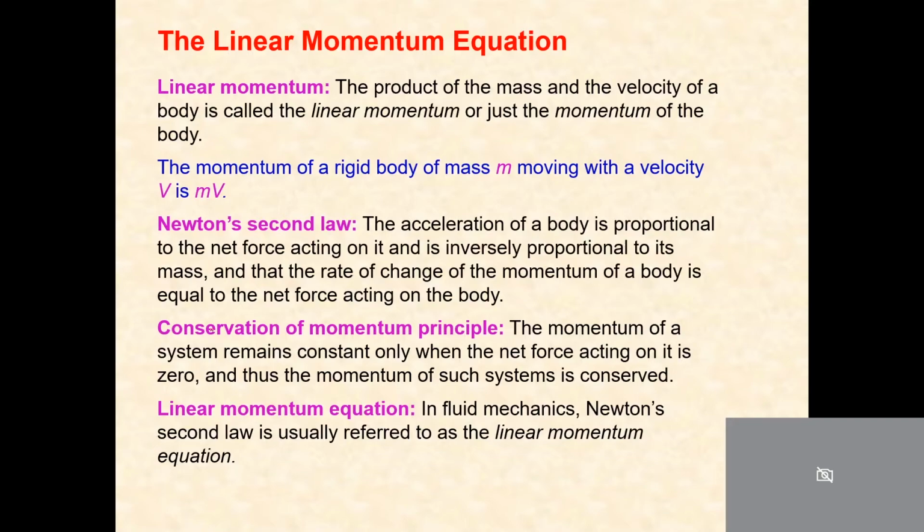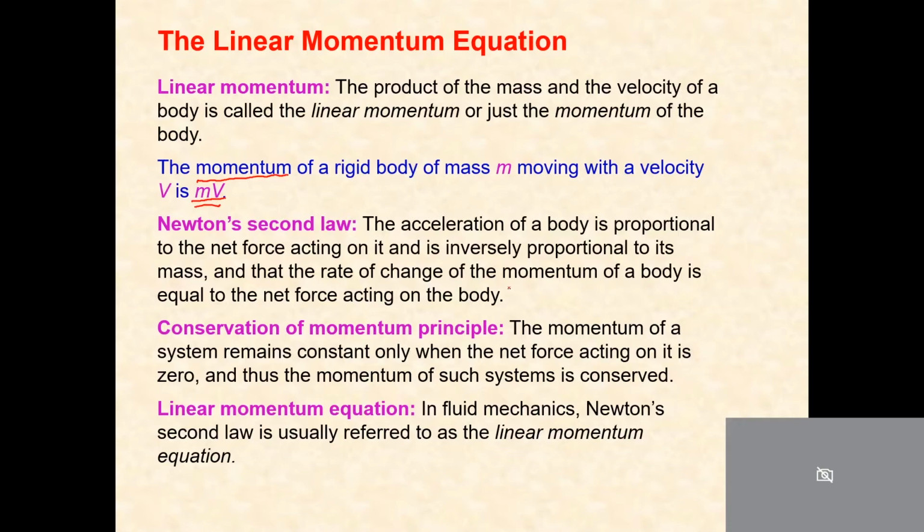Linear momentum is basically the product of the mass and the velocity of a body. You have learned this in dynamics, if I'm not mistaken, where the product of mass and v gives you mv. If you still remember your dynamics, mv is momentum. Newton's second law mentions that the acceleration of a body is proportional to the net force acting on it and is inversely proportional to its mass.